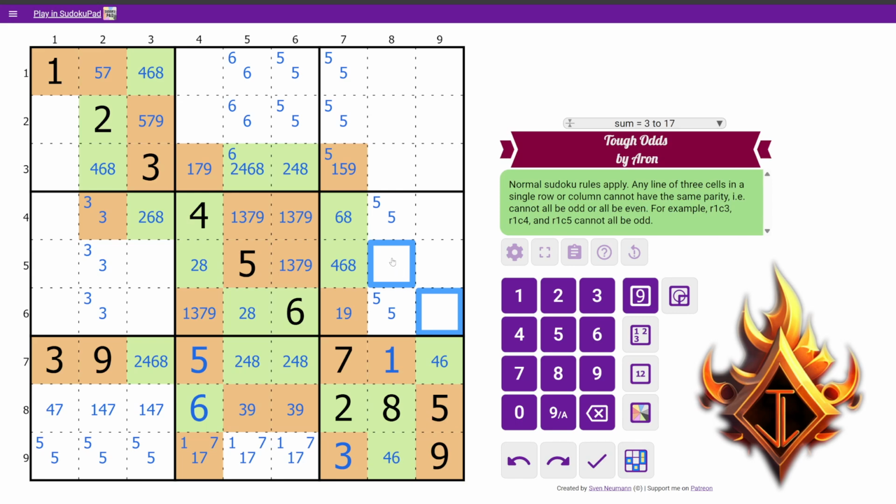This would be 2, 4, or 6. This would be 2, 4, or 8. That seems okay though. If this was 3, that would be even. That would be the 4. That would be 8. Or this one would be 8.